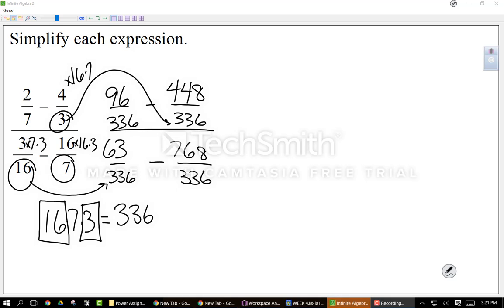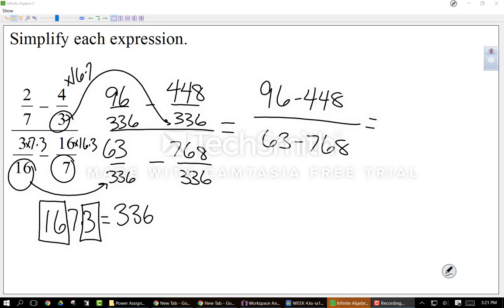Now I can go from there and use my shortcut that I've been talking about. Since my denominators are all the same now, I can take 96 minus 448, divide by 63 minus 768. So now I subtract the top. 96 minus 448 is negative 352, divided by 63 minus 768, which is negative 705. We might or might not be done. We have to see from there.